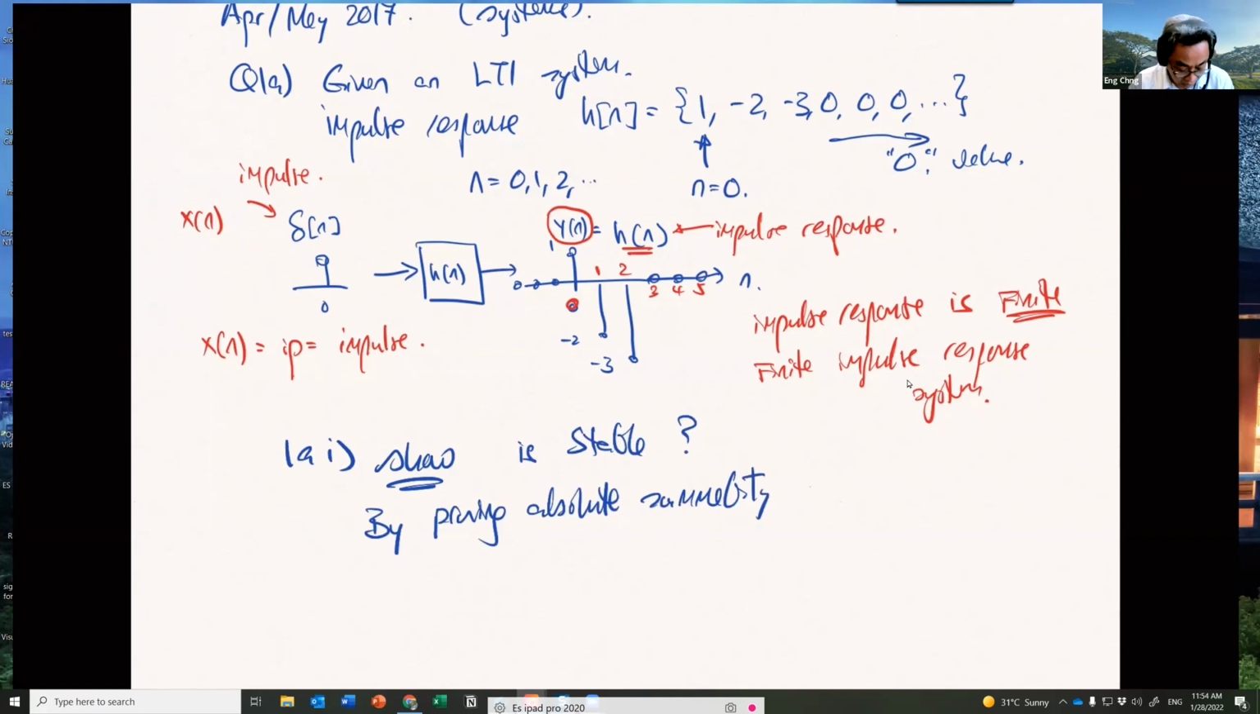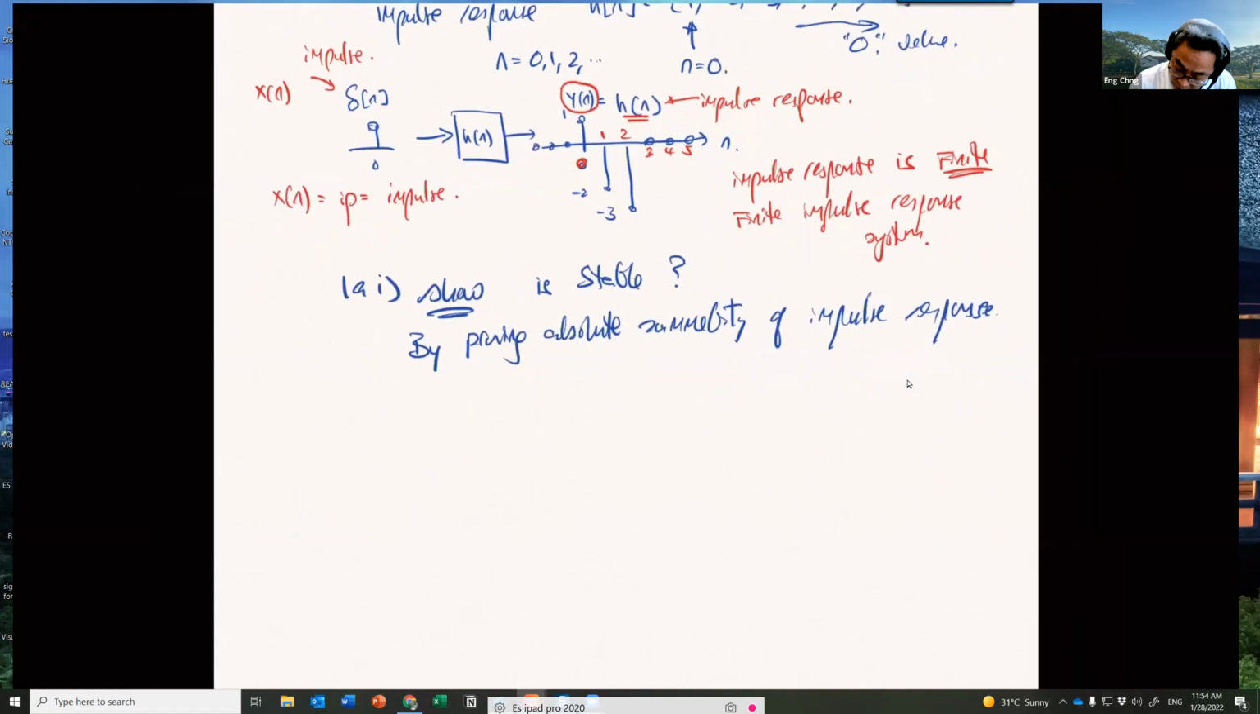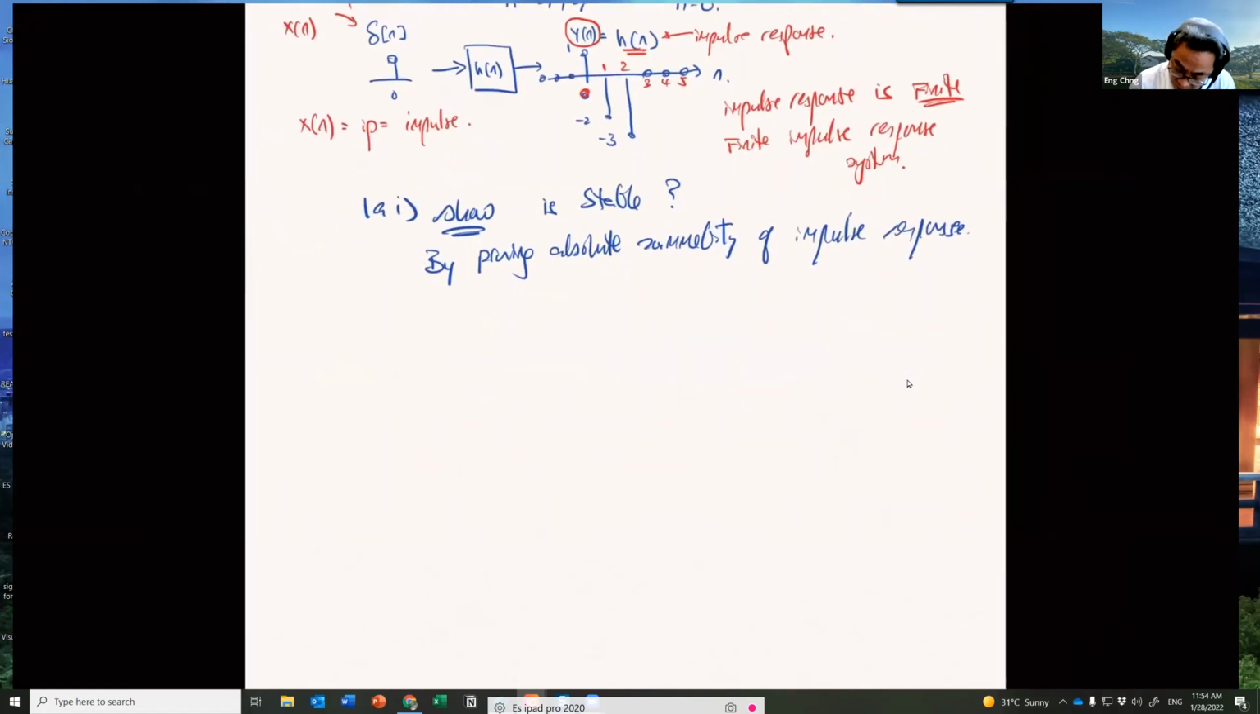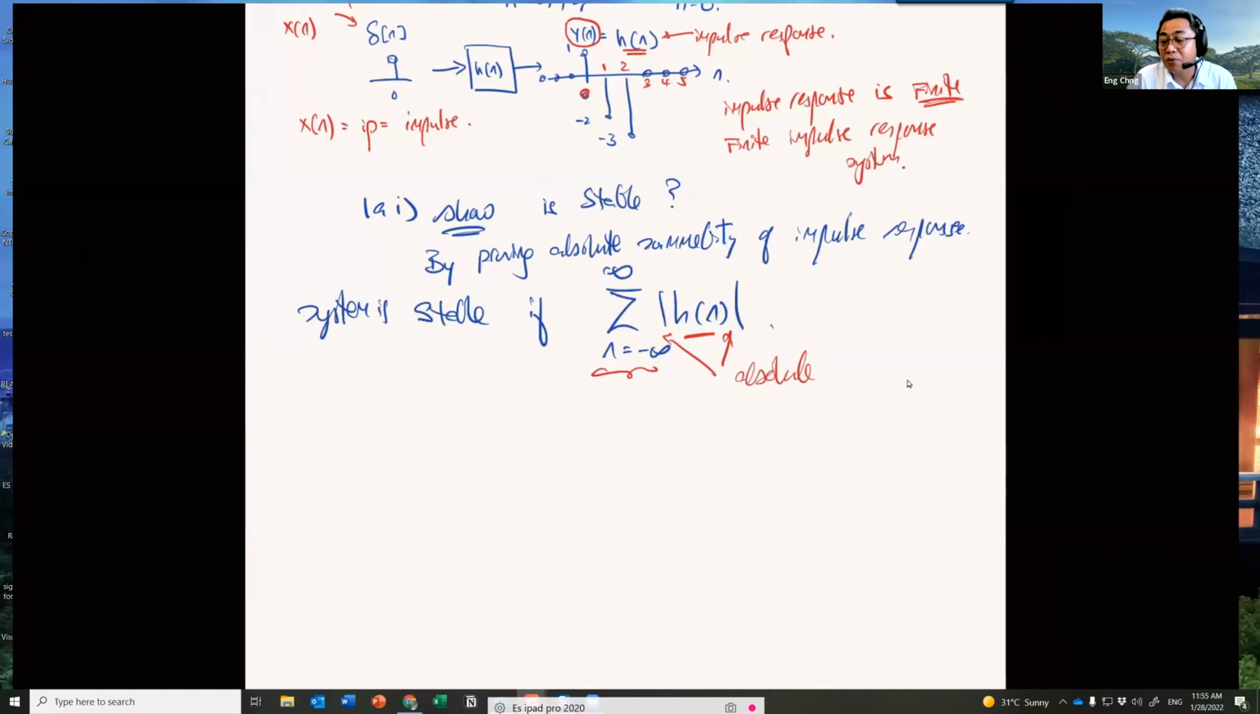Summability of the impulse response. So if you look at your lecture notes, you realize that a system is stable if the following condition holds. So this is the condition. The hint is telling you that when the impulse response, and this is the absolute value, for all the impulse response, is absolutely summable, the system is stable.